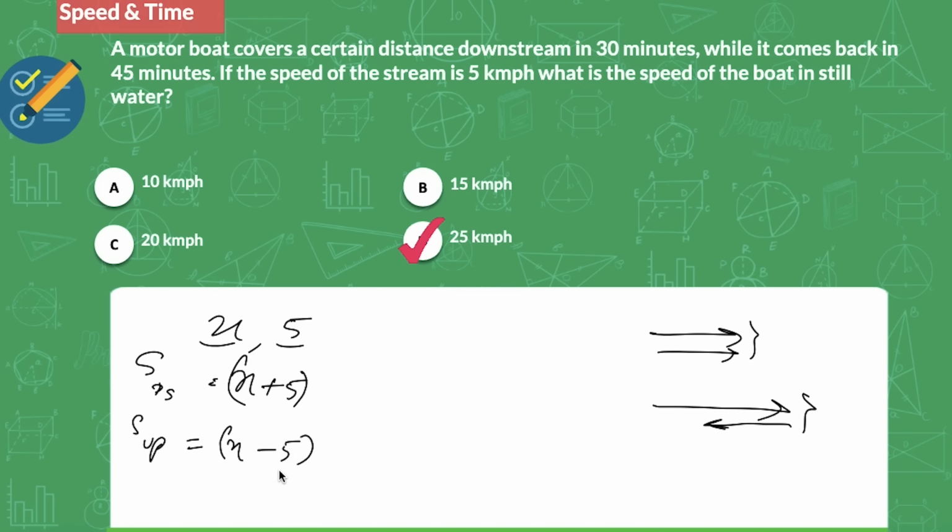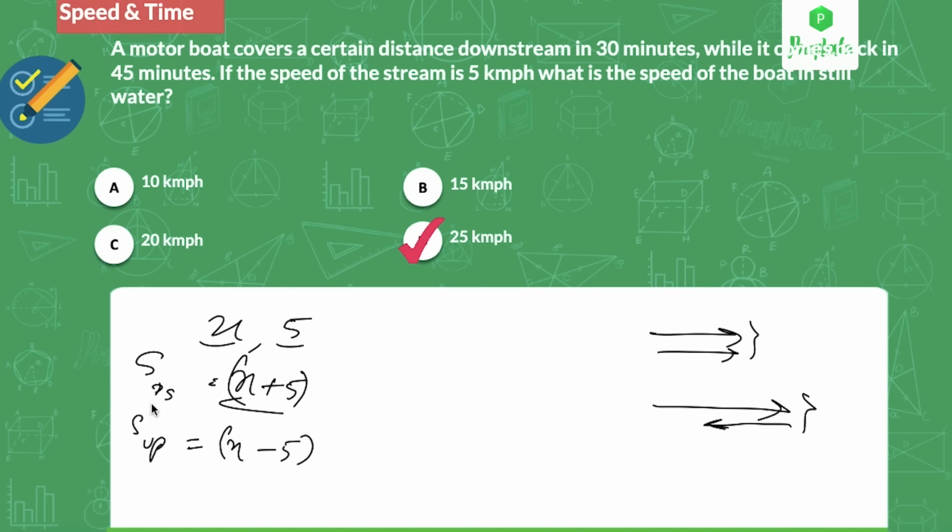Now, tell me one thing, what is common in both scenarios, downstream and upstream? A boat goes downstream and then comes back in 45 minutes. One common thing here is the distance. They are going to travel the same distance in both cases. You have the speed, you have the time. You can easily find out things from here.